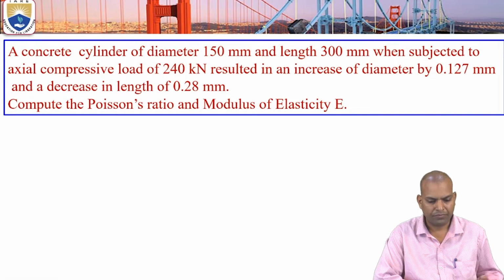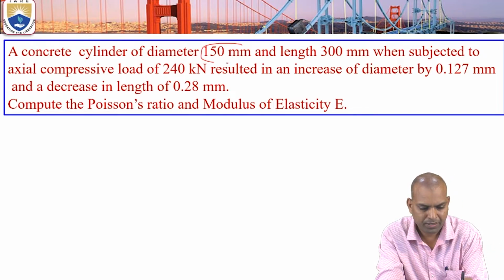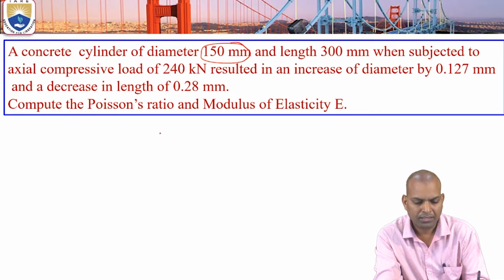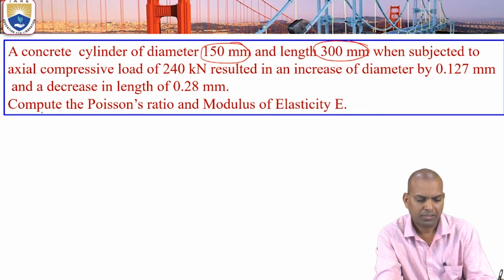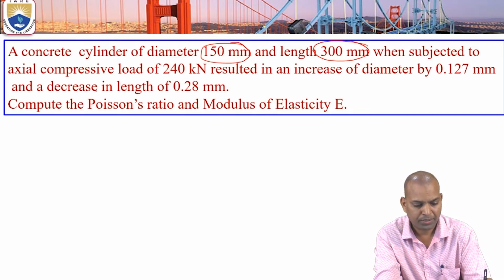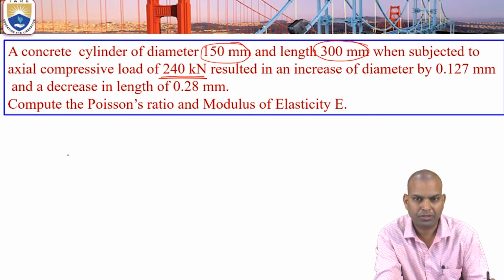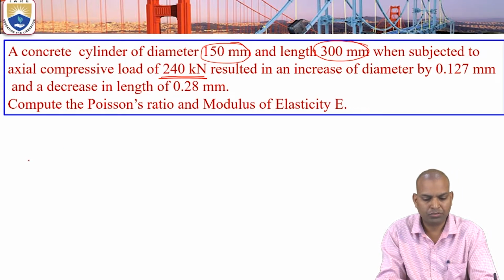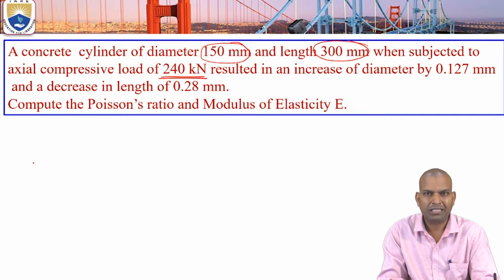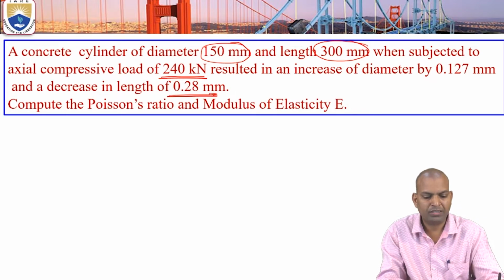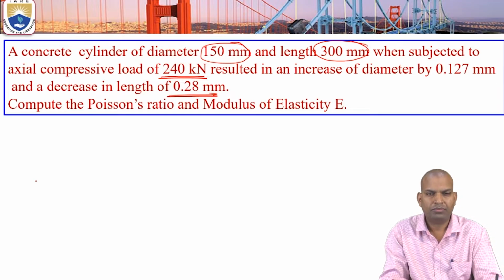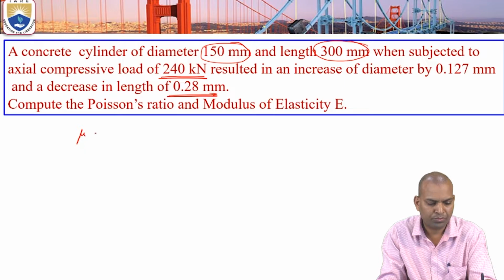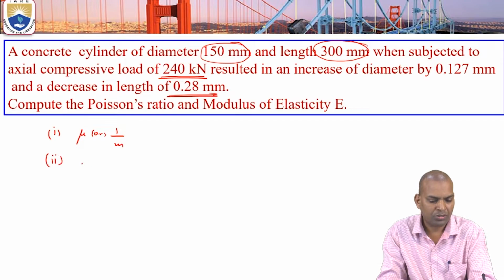A concrete cylinder of diameter 150 millimeters and length 300 millimeters, when subjected to an axial compressive load of 240 kilonewtons, resulted in an increase of diameter by 0.127 millimeter and a decrease in length of 0.28 millimeter. We have to calculate the Poisson's ratio mu or 1 by m. The second objective is the modulus of elasticity E.